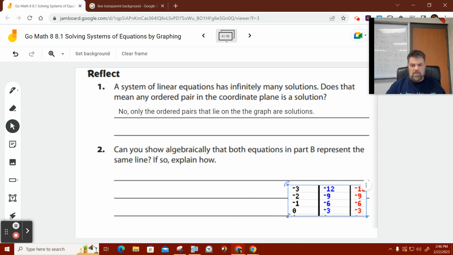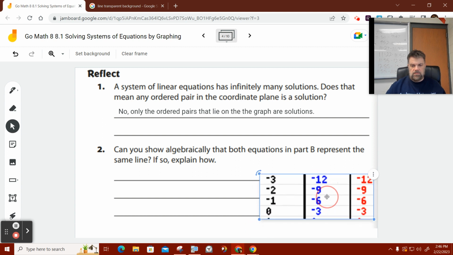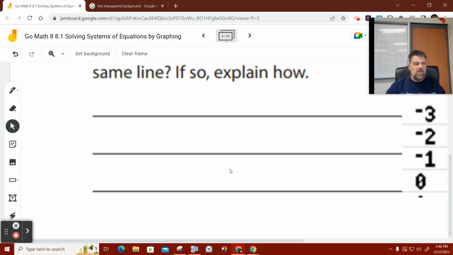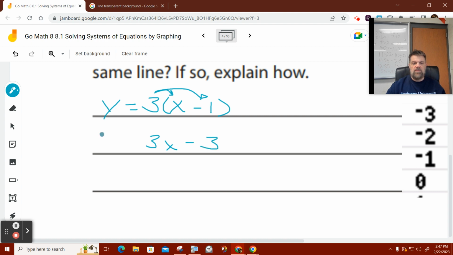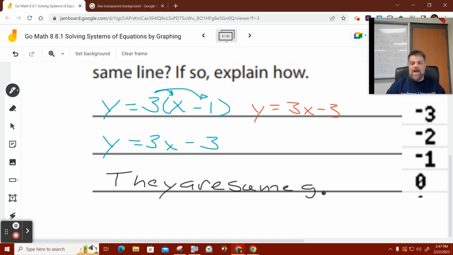I'll make it a little bigger. But there's another thing you could do that's really helpful. Watch this. Be prepared to be shocked and awed. One of the equations is y equals 3 times x minus 1. Can I distribute that 3 through the parentheses? Yeah. So what's 3 times x? What's 3 times negative 1? Negative 3. So that equation is the same as y equals 3x minus 3, the other equation. So you could say they are the same equation, or I should say the same graph, because if they're the same equation, they're going to be the same graph. Does that make sense?